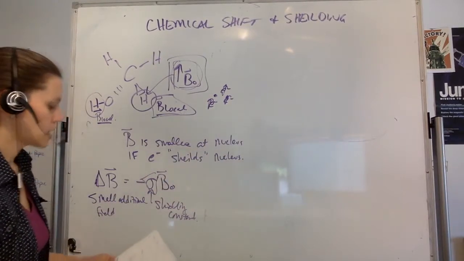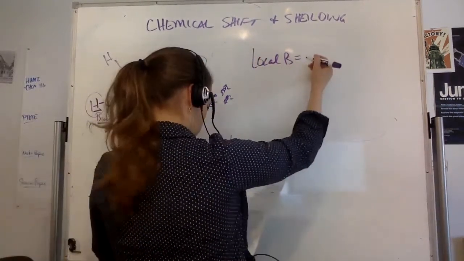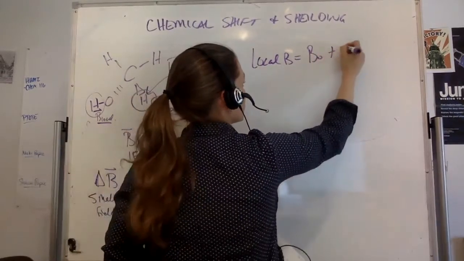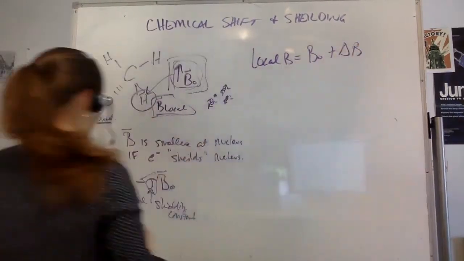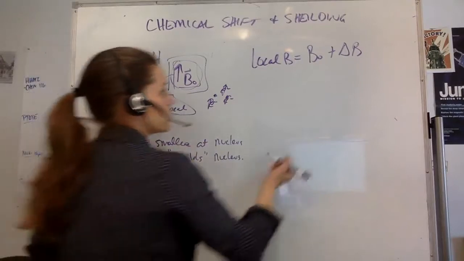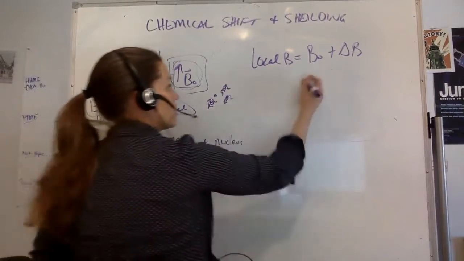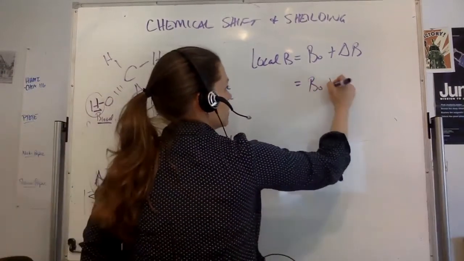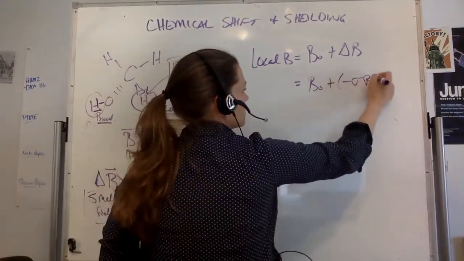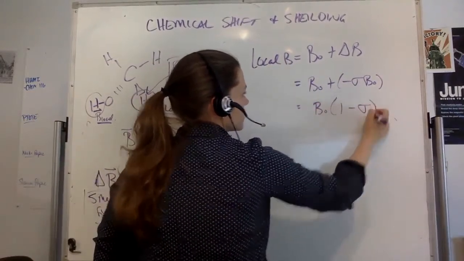So B local is equal to B0 plus delta B. Again, this is that additional field that arises from the electrons. Then we're going to just input that here: B0 plus minus sigma B0 equals B0 times (1 minus sigma).